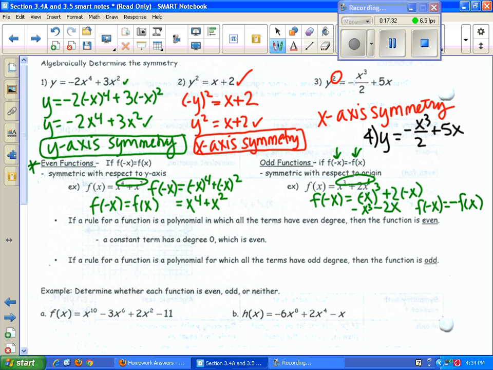Now, if I plug in a negative for x, it would change my sign, so it's not equivalent. If I plug negative in for y, it changes my sign, so it's not equivalent. If I plug negative in for x and y, my signs will all change, but then when I divide by negative 1 because of that negative y, I know that I would get an equivalent equation back, so this one would have origin symmetry.